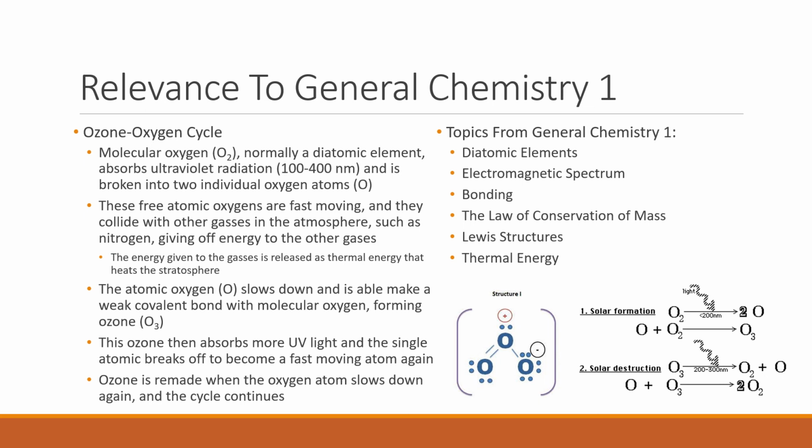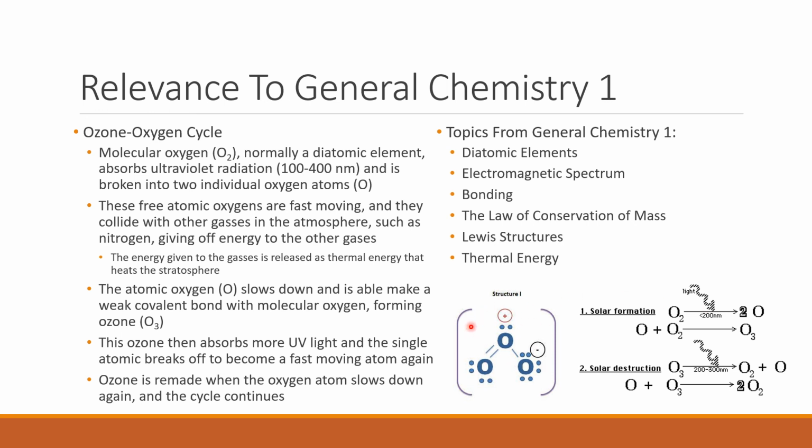The oxygen atom then slows down and is able to make a weak covalent bond with other molecular oxygen, forming O3, or ozone. This ozone then absorbs more UV light, and it breaks off into a single atomic oxygen again, and it becomes another fast-moving atom. Ozone is then remade, and when oxygen atoms slow down again, the cycle continues again.